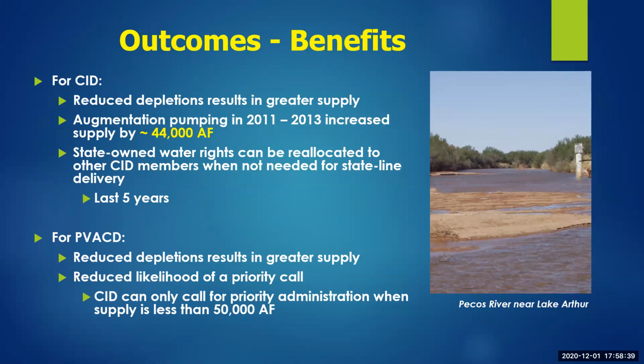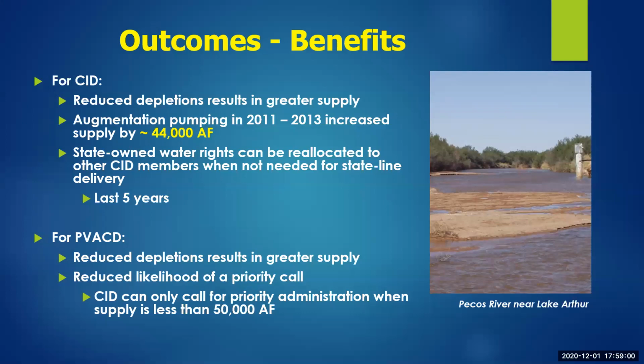And then the state-owned CID water rights are not required for state line delivery when we're over a certain cumulative compact credit threshold. So when we're over 115,000 acre feet of cumulative credit under the compact, those state-owned CID water rights can be reallocated to other CID members.